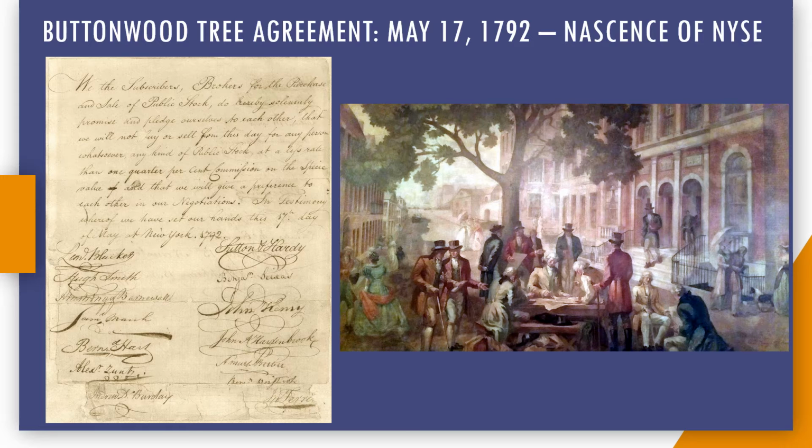itself. It's essentially saying that we all agree that we will honor this agreement and conduct trades amongst ourselves. There were 24, I believe, signatories. Some of them were individuals and some of them were corporations. So on the left here, this is the document itself. And then this is an image of where it took place. Obviously a modern painting.